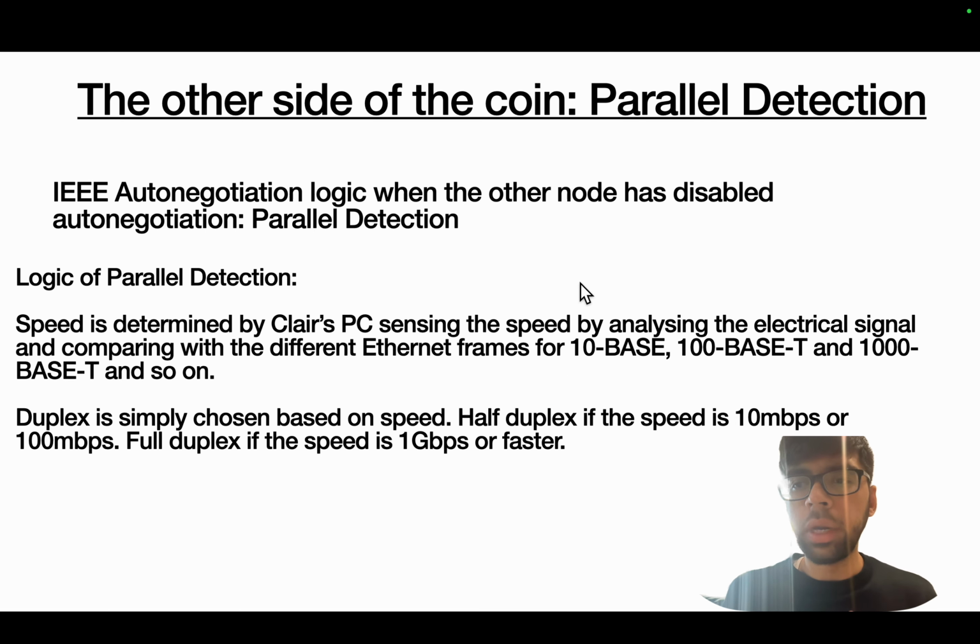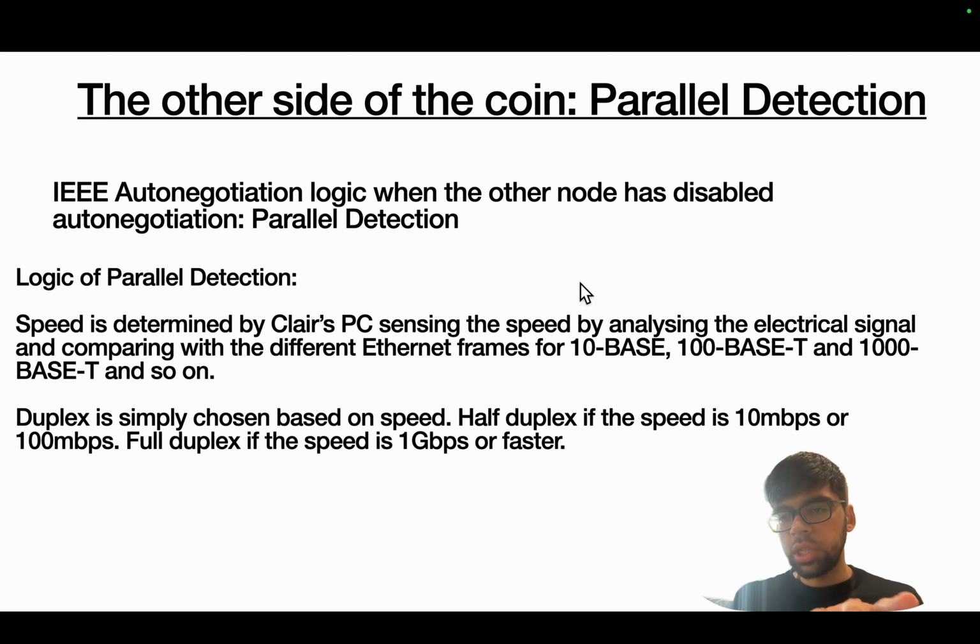The other side of the coin is parallel detection. Now, when you don't have auto negotiation on both ends, this is not desirable. But if this is the case, when you configure it on one side, then something happens called parallel detection. I'll show you an example with Claire and Louise's PCs. But basically what's happening is the switch is now kind of doing a sense check.